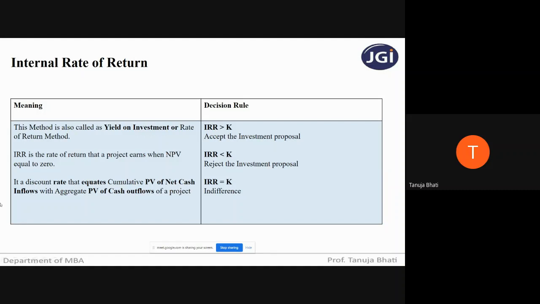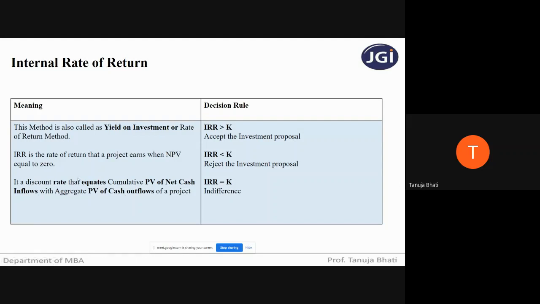So the third point, it is a discount rate that equates, as that student rightly said, the cumulative PV of net cash inflows with the aggregate PV of cash outflows of a project. In short, this sentence means that the rate at which your PV of cash inflows is equal to your PV of cash outflow is going to be that IRR. So that rate is nothing but the internal rate of return.